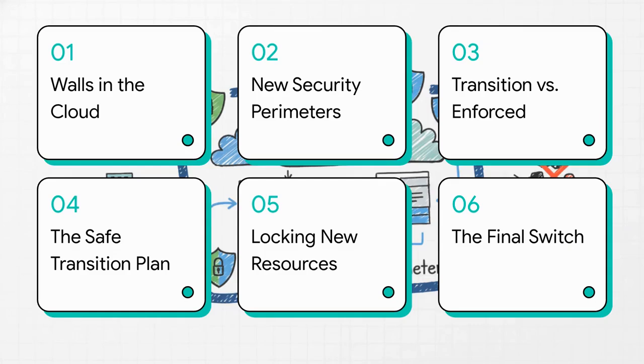All right, here's our game plan. First, we'll look at the whole problem of building walls in the cloud. Then, we'll introduce Azure's awesome solution, security perimeters. After that, we'll dive into the two crucial modes, transition and enforced. We'll walk through a safe plan to get you there, see how to lock down new stuff from day one, and finally explore what happens when you flip that final switch to full enforcement.